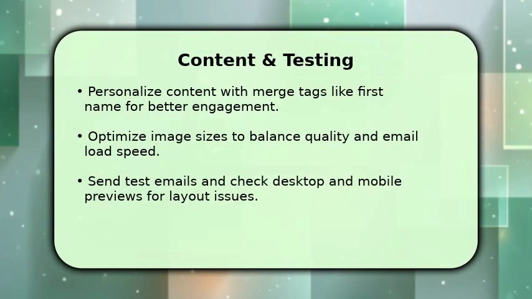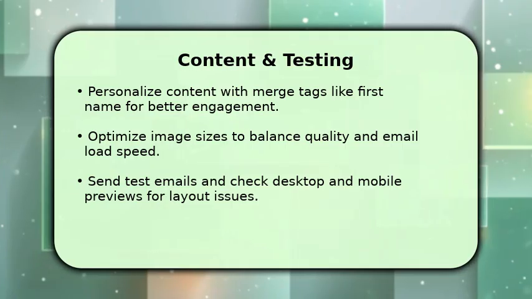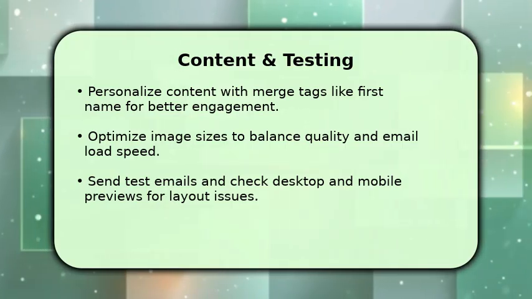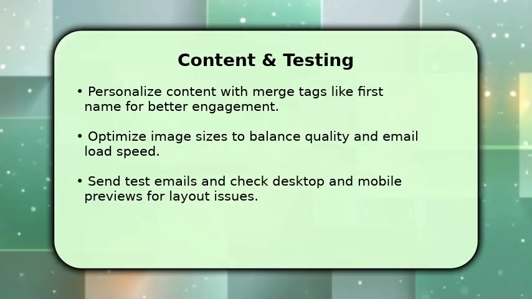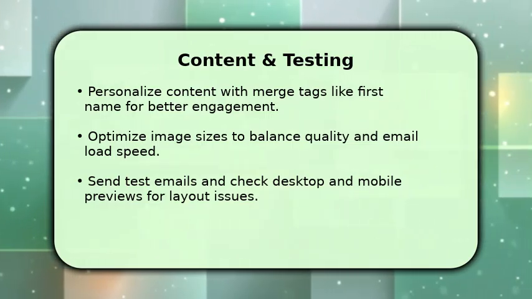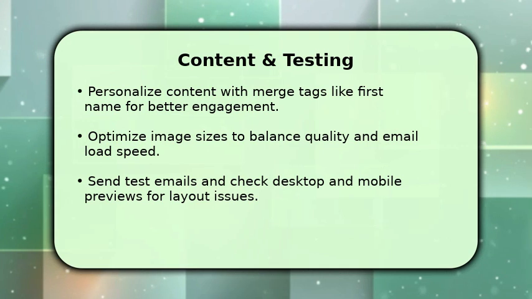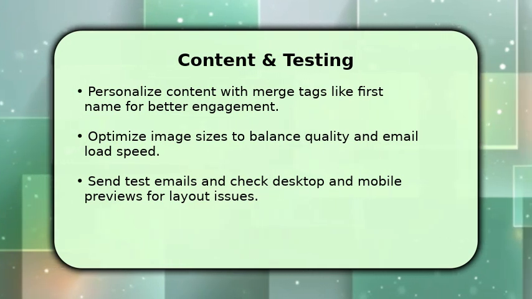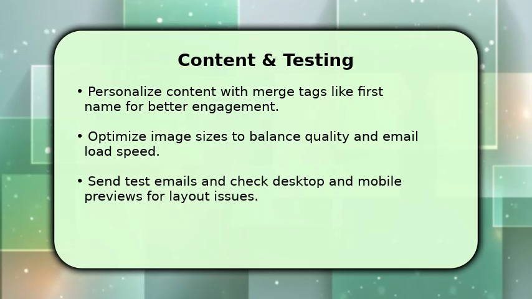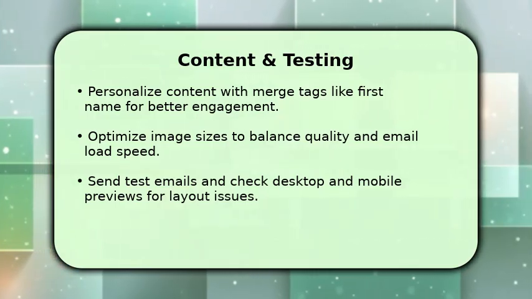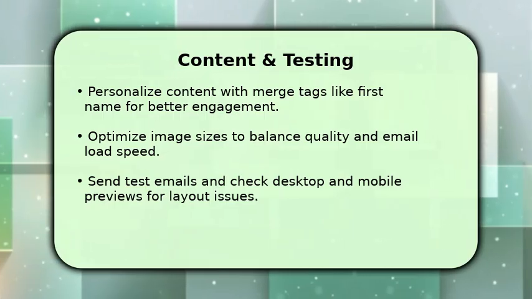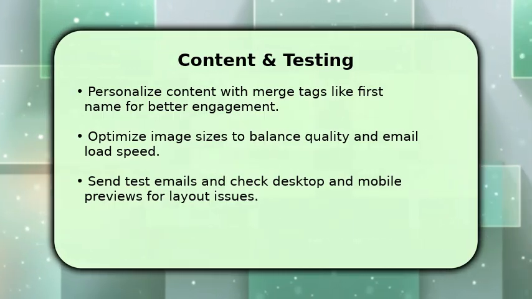Write concise, audience-focused copy, and use merge tags to personalize where appropriate. Optimize images for fast loading and add descriptive alt text for accessibility. Include a clear unsubscribe link and comply with email best practices to reduce spam risk. Use Mailchimp's preview and test send features to verify layout and functionality across devices and common email clients.